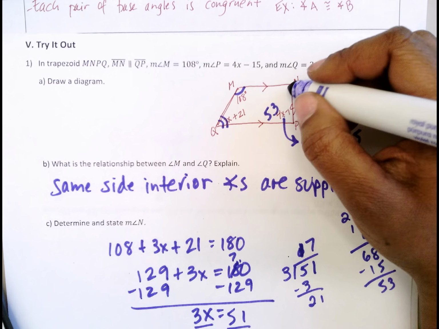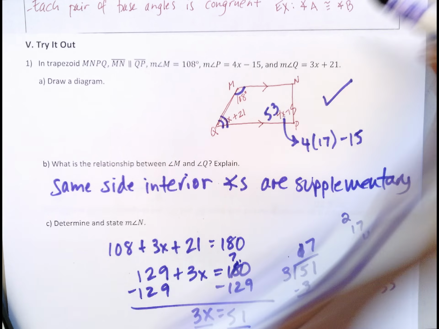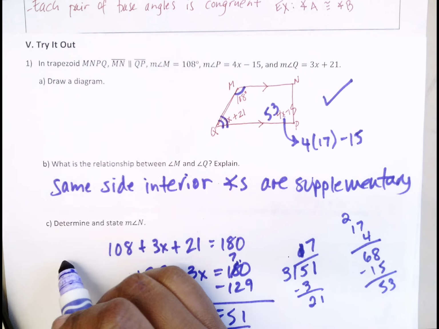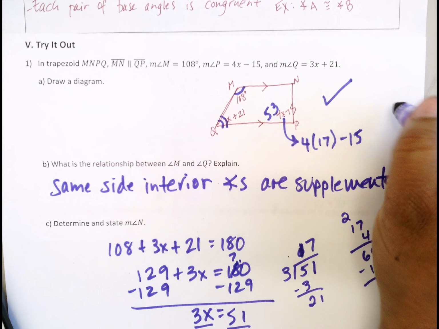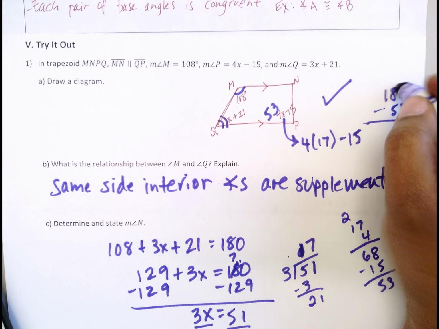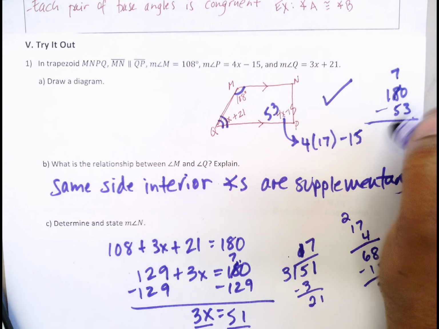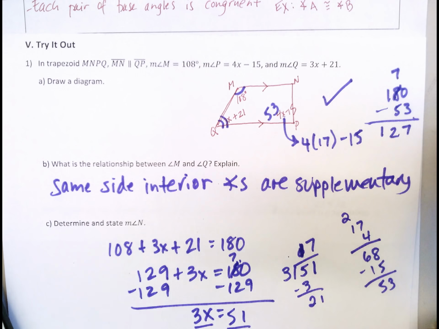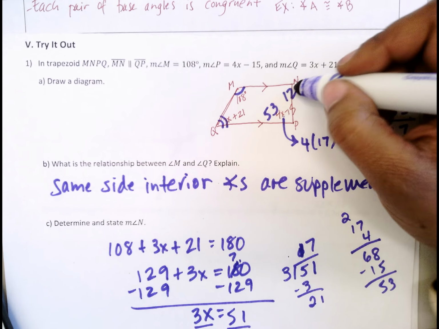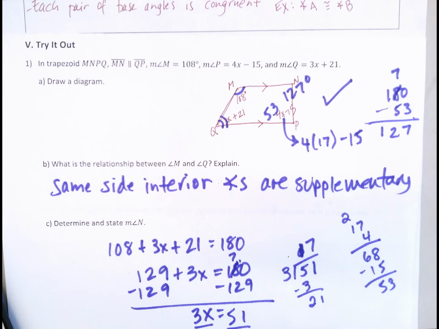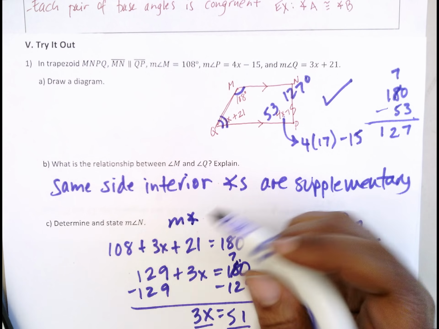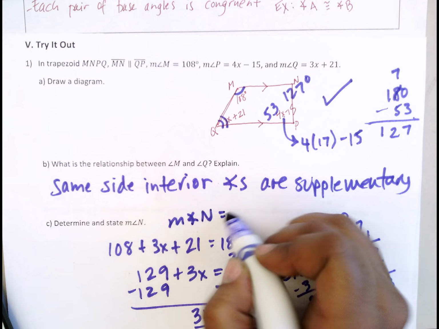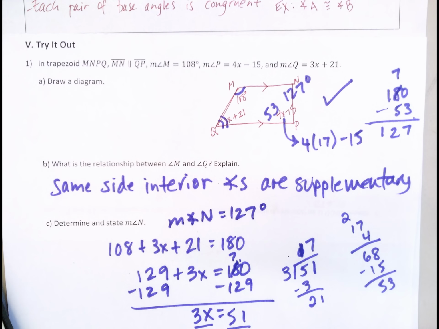and N is 180 minus 53. Okay, so you take 180 minus 53. That's 7, 1, 7. Okay, and so this is 127. All right, so the measure of angle N is equal to 127.